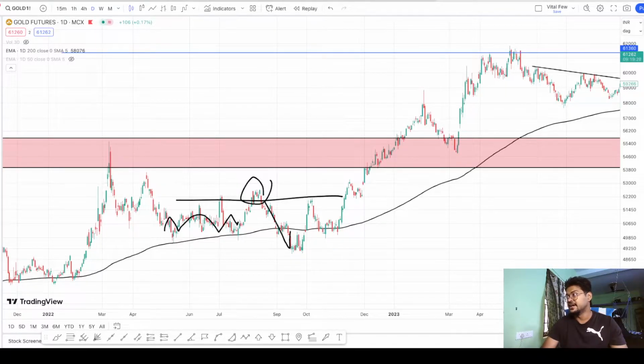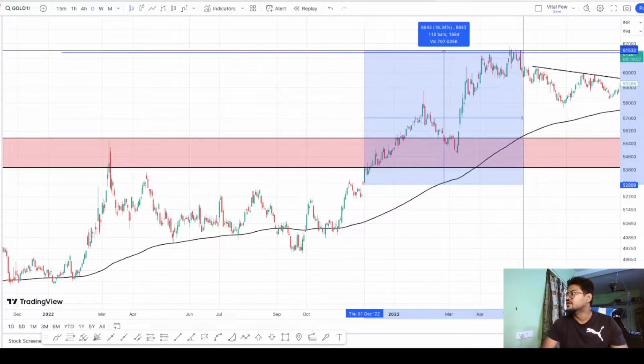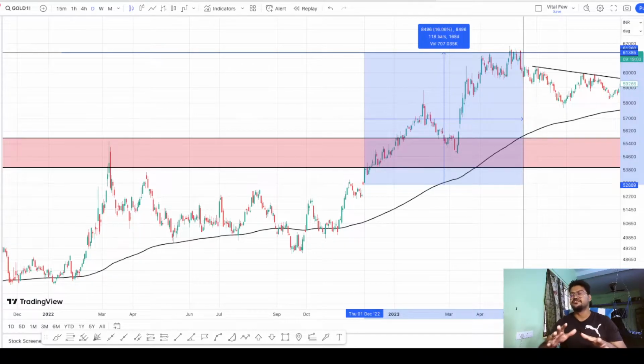Again it came down, and again it touched this line. Again it came down, touched the 200 days moving average, and now it has finally broken and made this its support. It was acting as resistance here, this line. Now it is acting as support, and now you can see the uptrend. If you would mark your entry around this point, you will get around 16% return in 168 days, which is roughly half a year. So not bad. 16% return is a very good return.